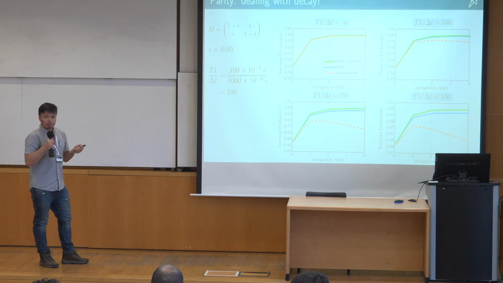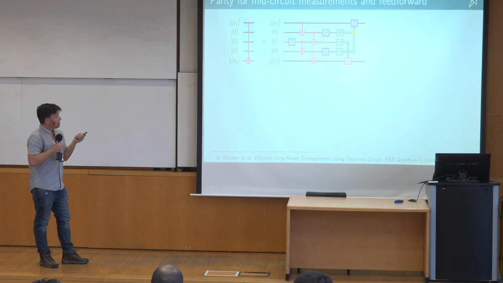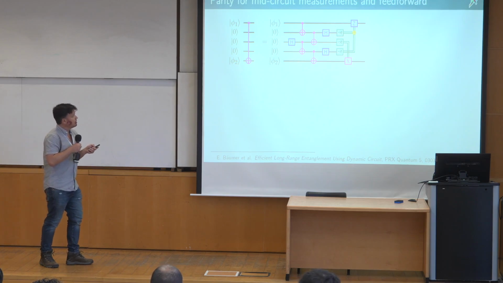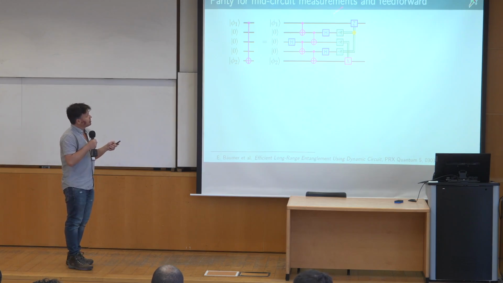Okay, so now that we understand how to implement these ideas, I want to show an example of how we can actually implement this in a circuit. This circuit here is to implement this CNOT between qubits 1 and 5 using a dynamical circuit. So this will be the zero order for the parity.